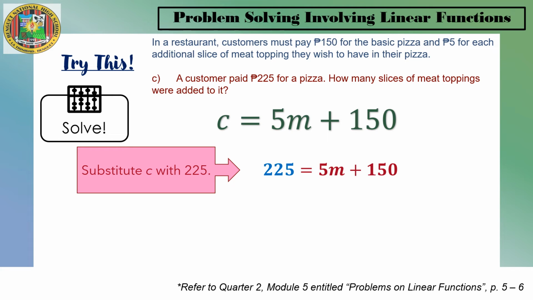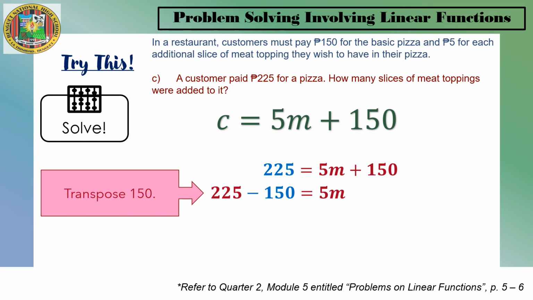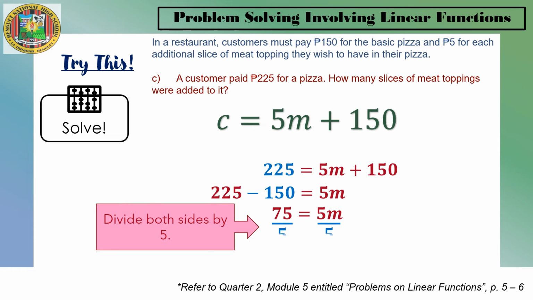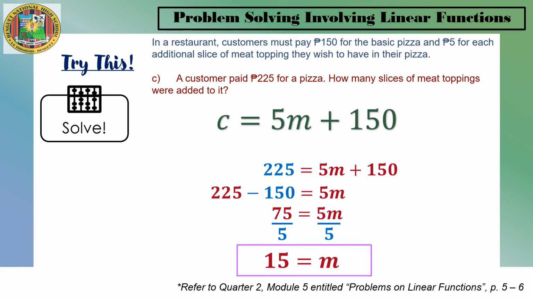We then transpose 150 to the other side of the equation to get all the constants on one side of the equation. Simplifying this, we get 75 equal to 5M. We then divide both sides of the equation by 5 to eliminate 5 in 5M. Dividing 75 by 5, we get 15, which is the resulting value of M.